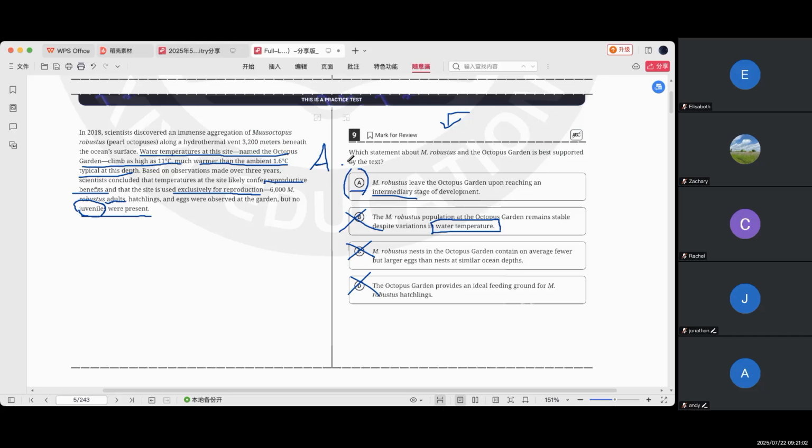Option A is better because of the last sentence, in which it says that the site is used exclusively for reproduction. Only adults were seen here and no juveniles. So that's why they're going to leave the garden. But for B, a change of temperature not changing the population is never mentioned.